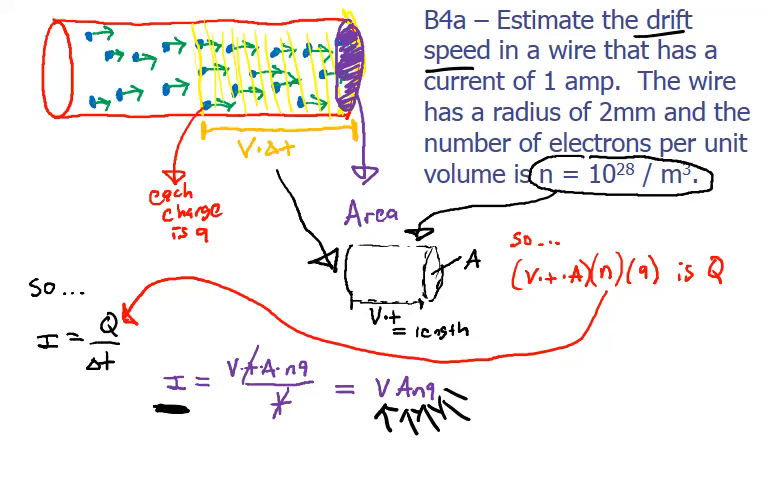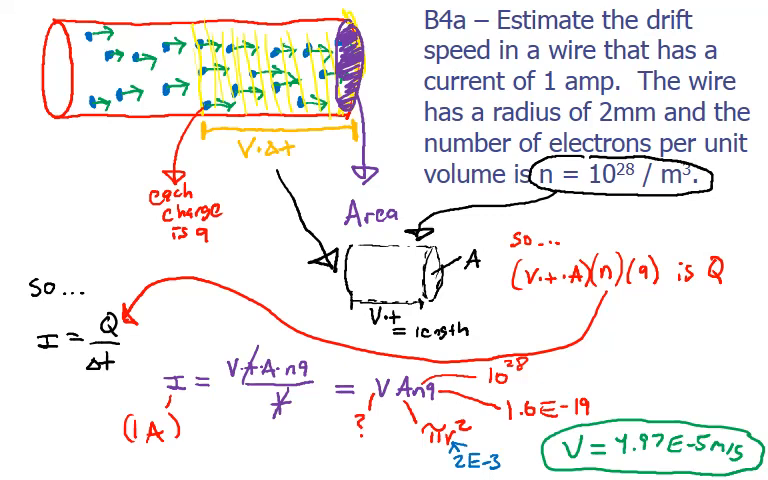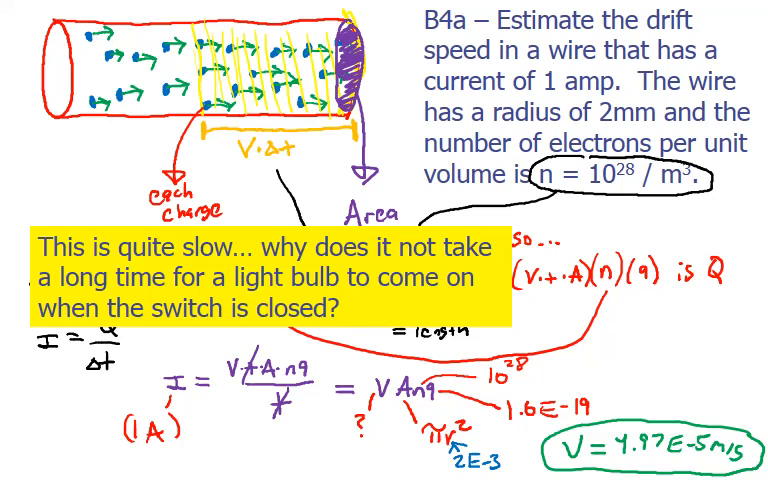Okay, so we should get here 4.97 times 10 to the negative 5th meters per second. Now that can seem very, very slow. And so the question that I've got for you now is, why does it take a long time for a light bulb to come on when you turn the switch on?